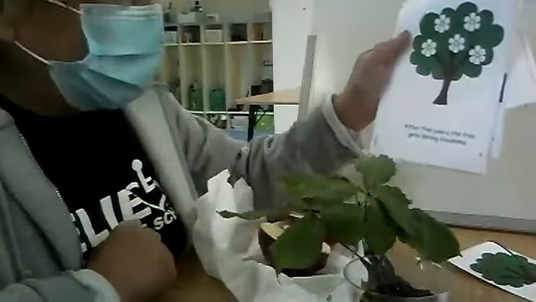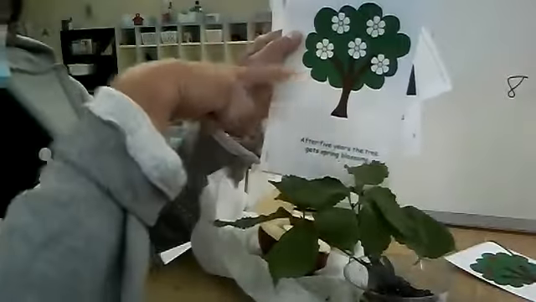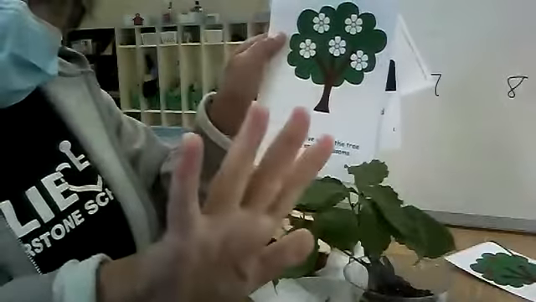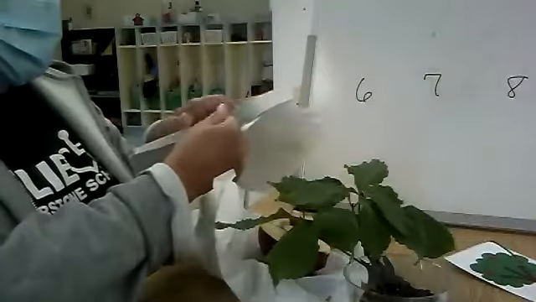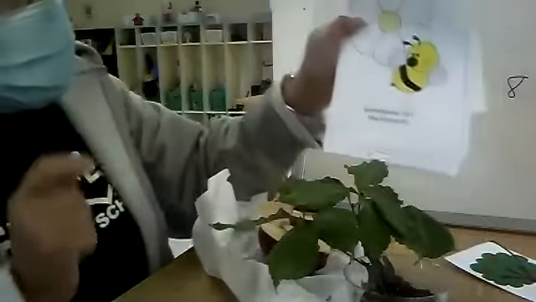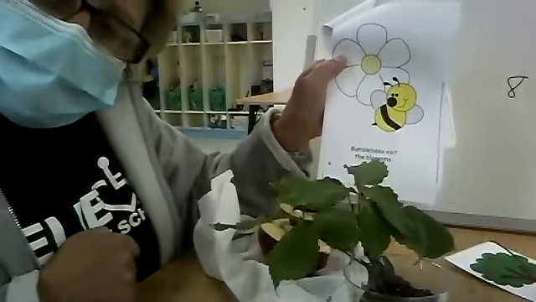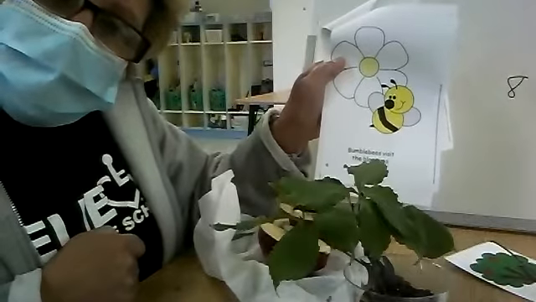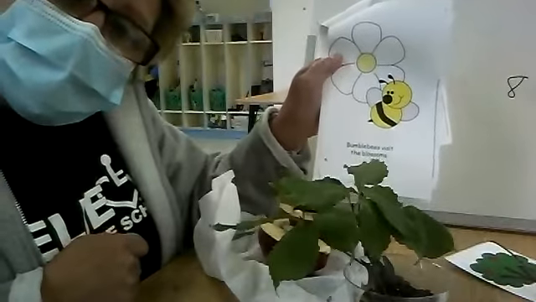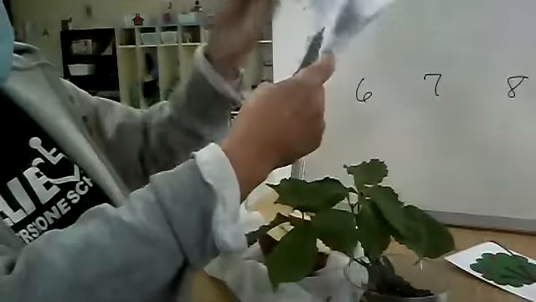After 5 years, the tree gets some spring blossoms. Look at the pretty flowers on the tree. But that's after 5 years. And bumblebees visit the blossom. Why do you think the bumblebees visit the blossom? Do they take food and transfer it? And it helps to make the plant grow.